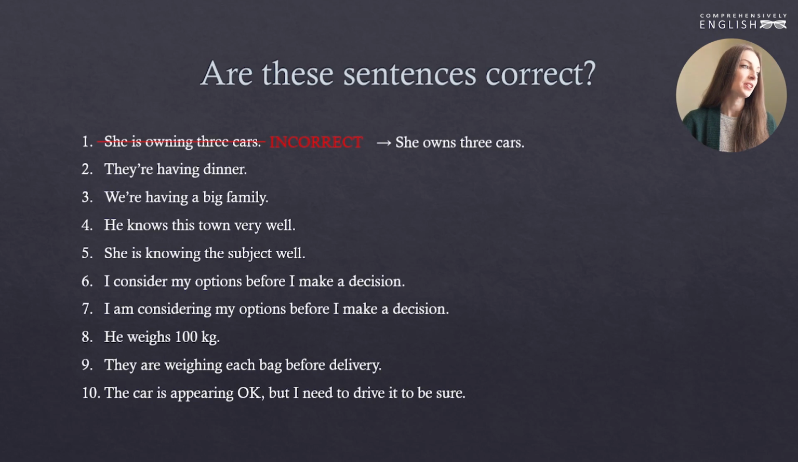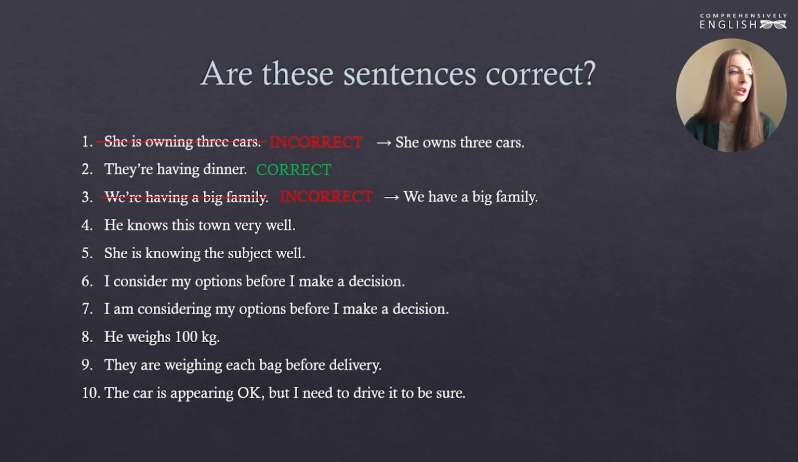The next sentence, they are having dinner. Is the sentence correct? Yes, it is. They are eating now. We are having a big family. Is it correct? No. We should say we have a big family because the verb to have here is used in its main stative meaning. We have a big family. That's how things are for us.